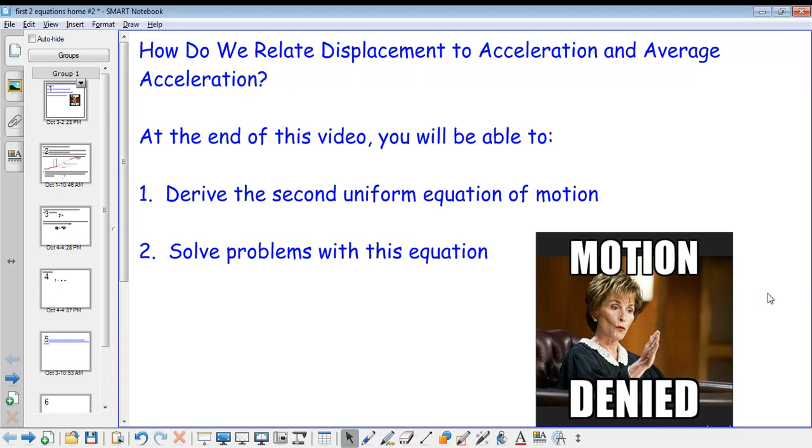problems with this equation. So the question is, should you go home and just watch Judge Judy instead of doing your physics homework? The answer is motion denied.